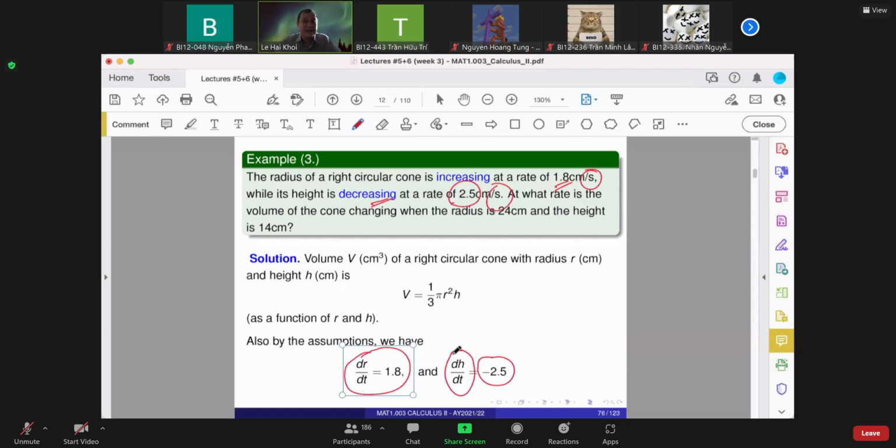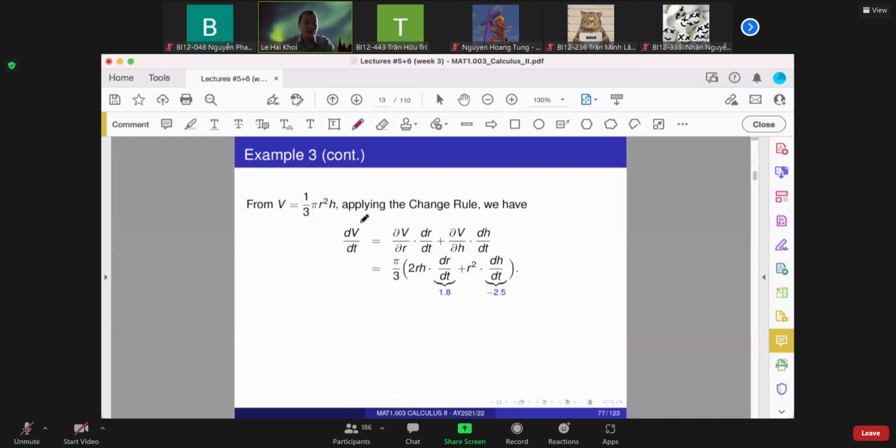Everything is done. Now we should find the rate of change of the volume when the radius is 24 and the height is 14. So using the chain rule for a function v of two variables r and h, this is the partial derivative of v with respect to r multiplied by r prime, plus the partial derivative of v with respect to h multiplied by h prime.